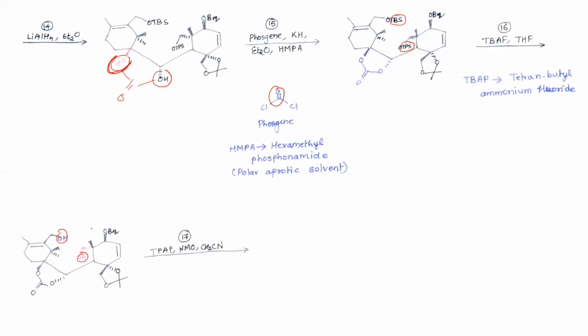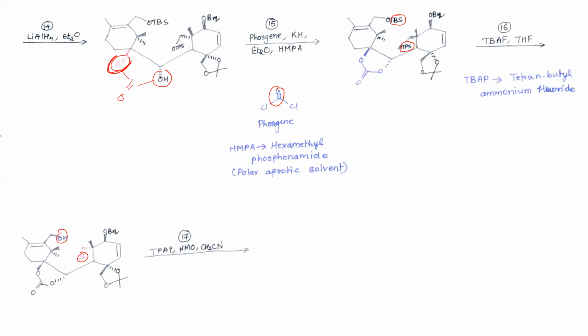Next is the mild oxidation reaction. We are going to use the TPAP. I discussed the structure of TPAP in the last slide, with NMO in that same solvent. There also we did an oxidation. So now what is going to happen?